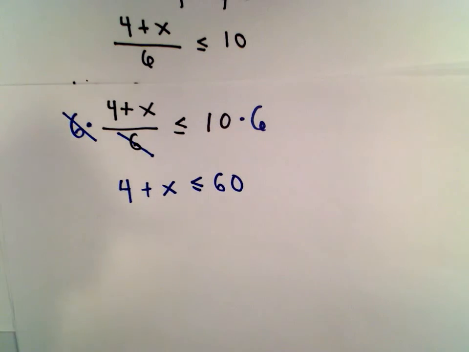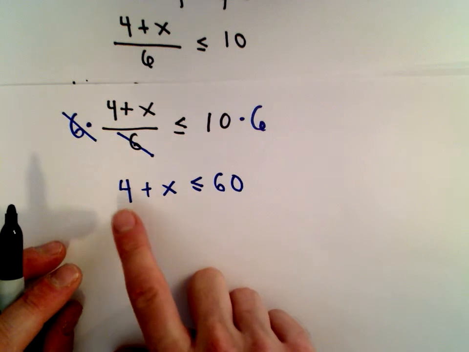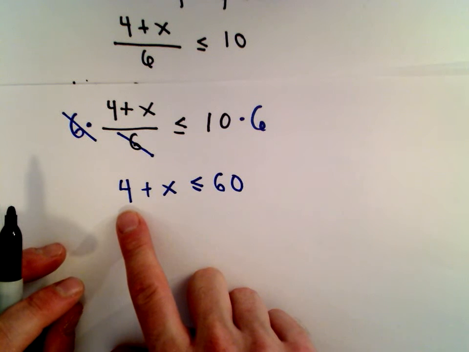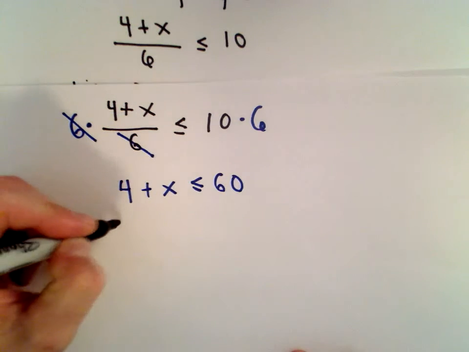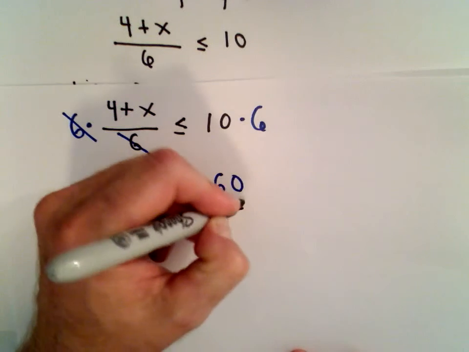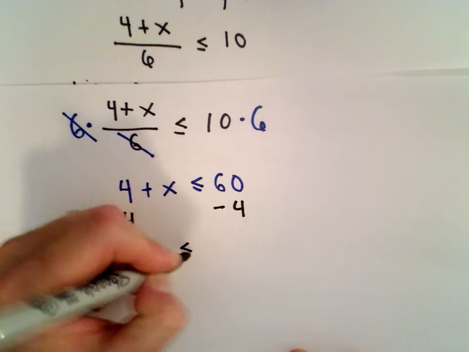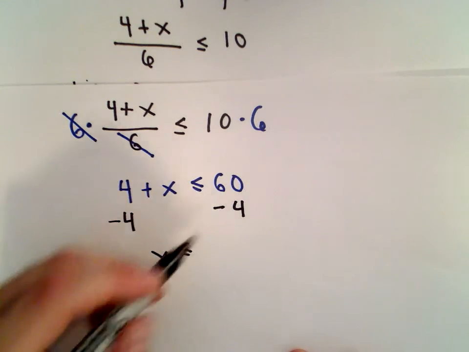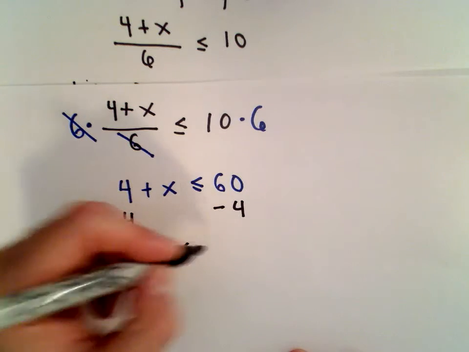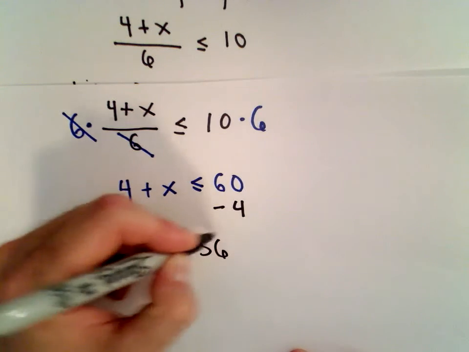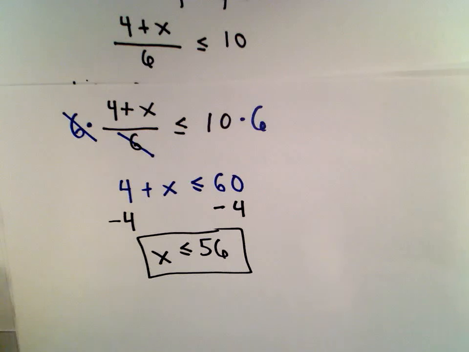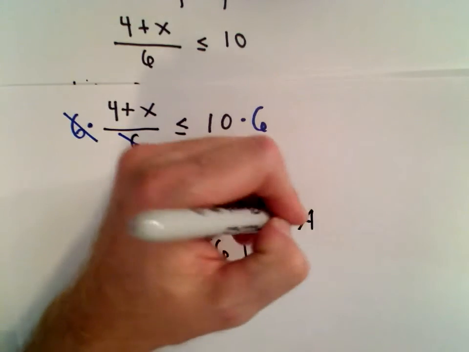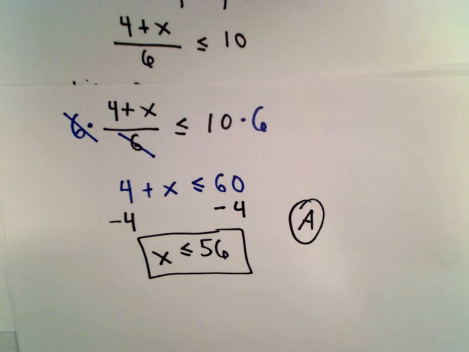And this is nice. Let's go ahead and actually finish solving this because, again, we want to get x all by itself. The only term on the left that doesn't involve x is our constant of positive 4. Well, we can simply subtract 4 from both sides. And now we've got x less than or equal to, well, 60 minus 4 is going to be 56. And hey, we're actually done. So A to me looks like the correct choice for sure.